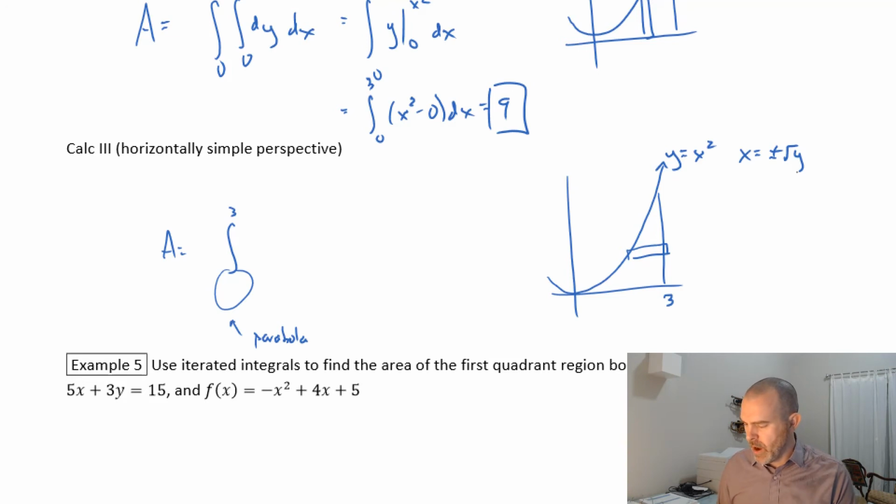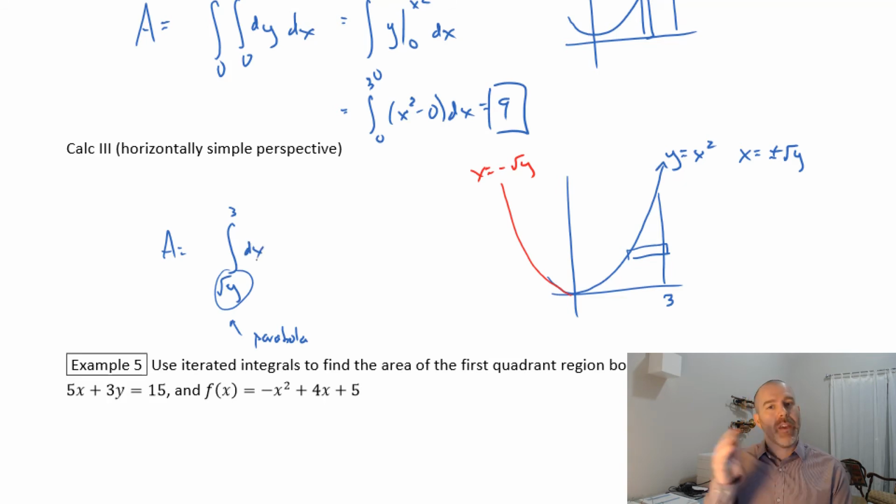And so what we're doing there when we solve for x is we actually get the two different halves of that. So we have the positive half is the one we drew, and then if we kind of maybe sketch it in red here, the other half, that's the negative half. That's x equals negative square root of y. All right, so we want the positive half. So we're going to integrate from square root of y up to 3 dx, and that'll give me that slice.